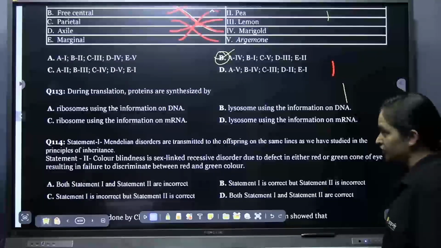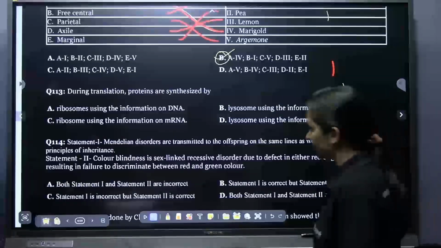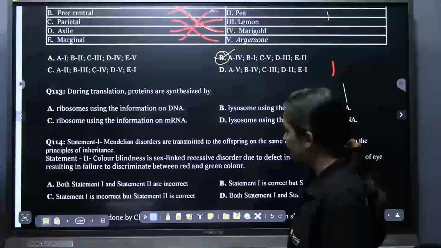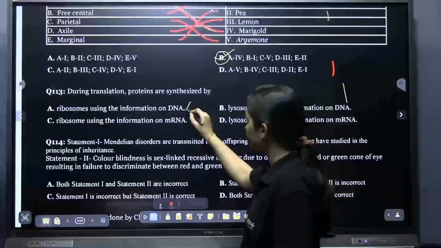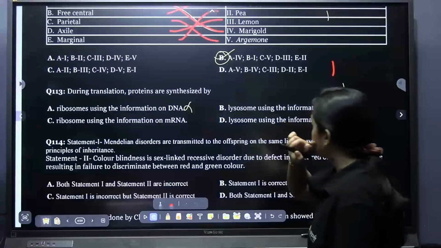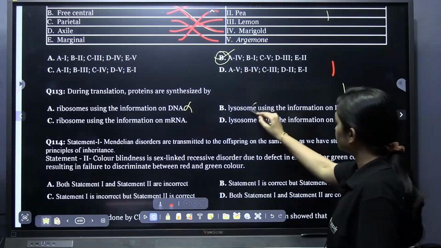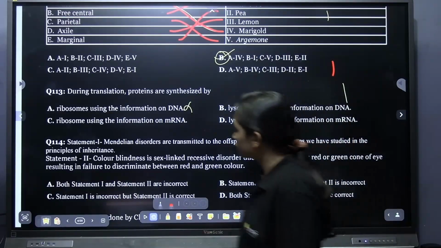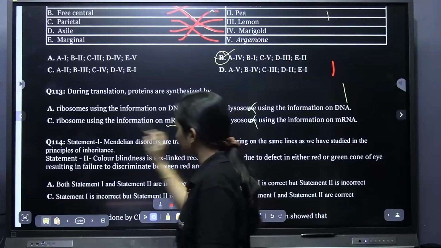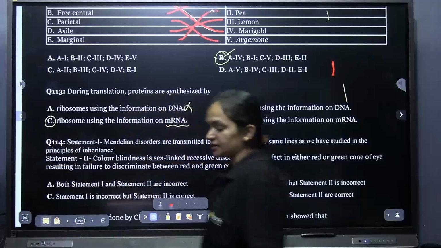During translation, proteins are synthesized by ribosome using the information on DNA. No, it will be mRNA. Lysosome will not come. Ribosome using the information. Yeah, here it is, mRNA. C is the correct answer.